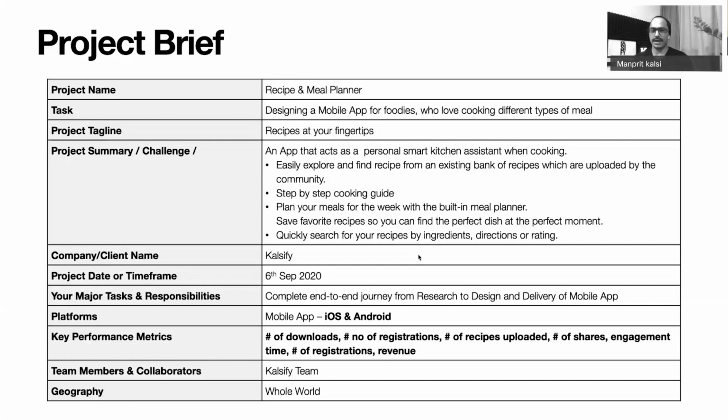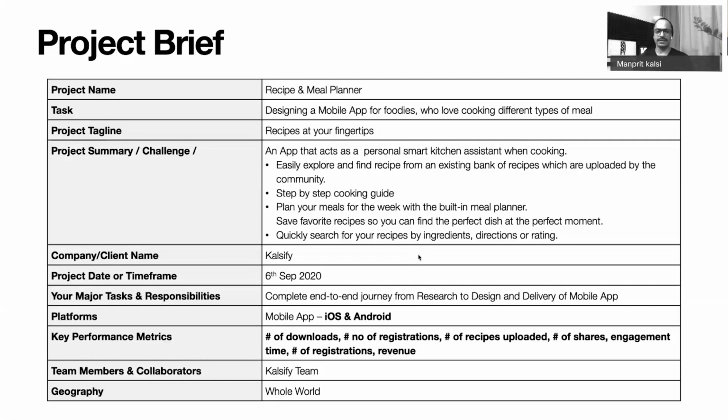And this particular mobile app will be developed or designed for 2 platforms. So basically iOS and Android. And the end result should be what? The success of the app could be determined by, one, number of downloads, then number of registrations, number of recipes uploaded and shared, then the engagement time, how much time the user is spending on the app, and last, the revenue. So basically these are at a very high level the key metrics that will define the success of the application.